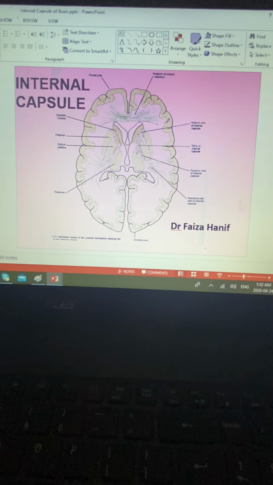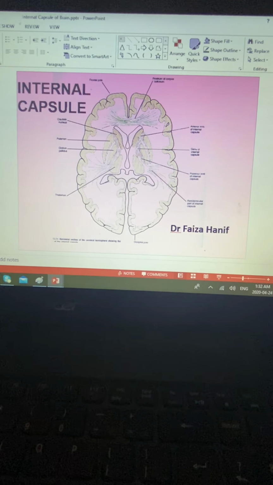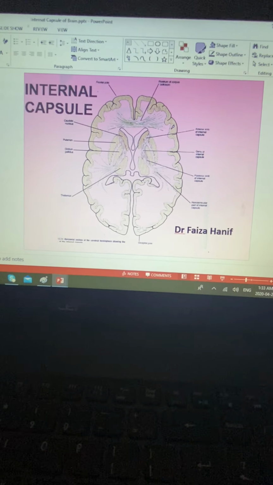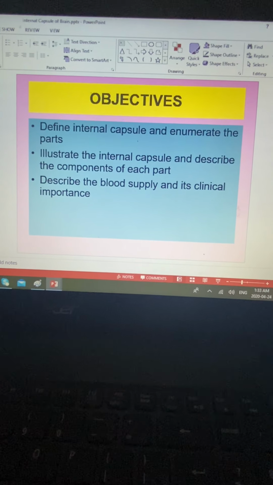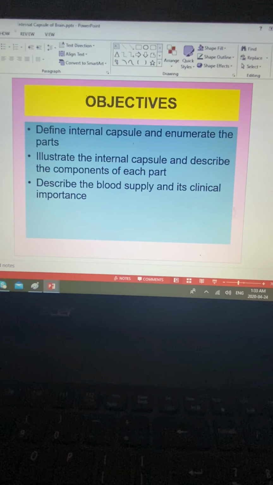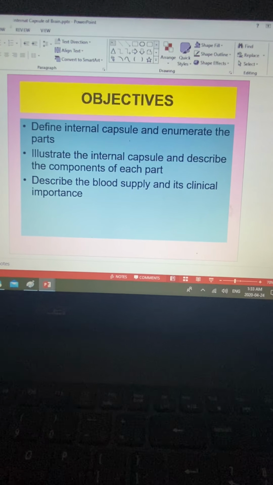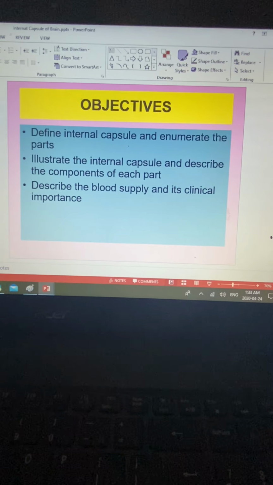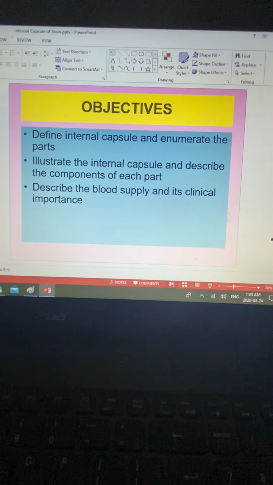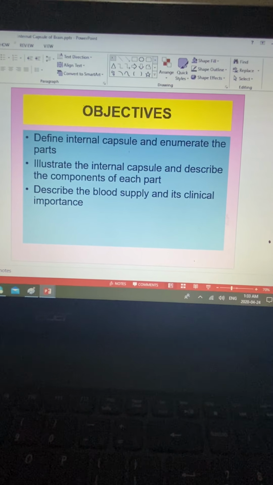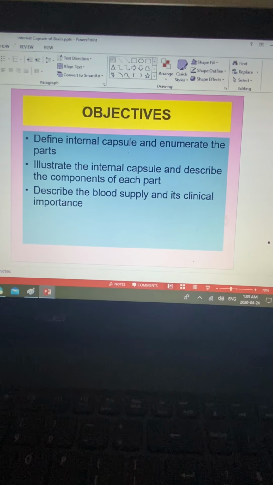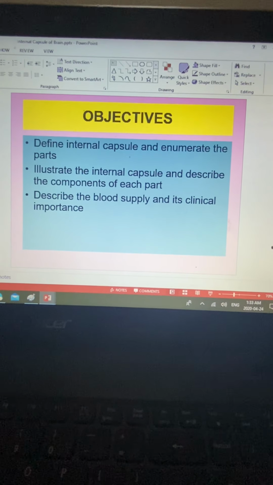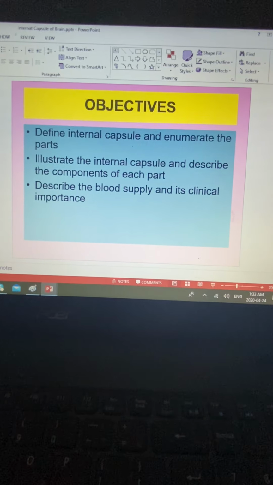So, dear students of second year MBBS and first year BDS, here is a demonstration for you on the topic of the internal capsule. In this topic, we are going to define the internal capsule, and we will enumerate the different parts of the internal capsule. Then we will illustrate the internal capsule and describe the components of each part. Last but not least, the blood supply and its clinical importance.